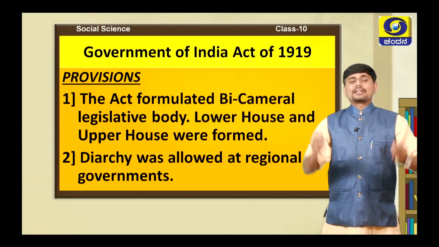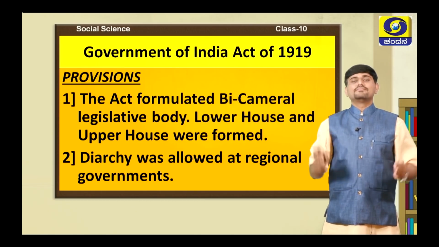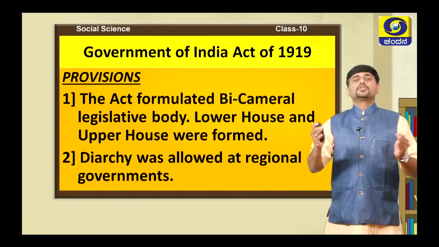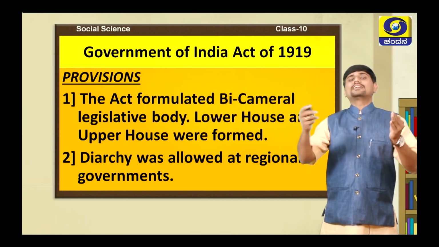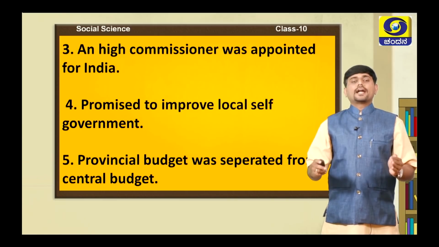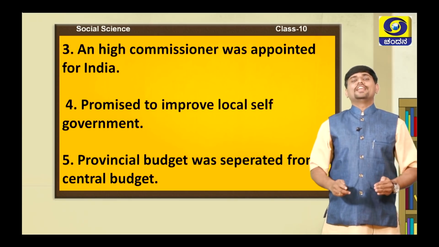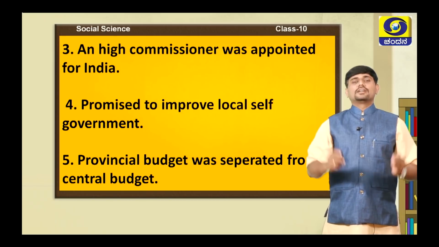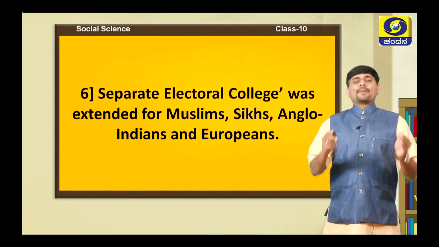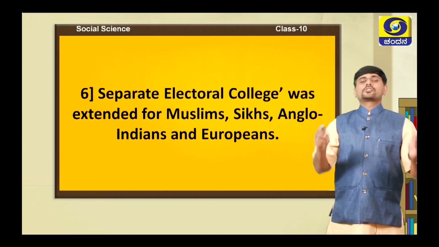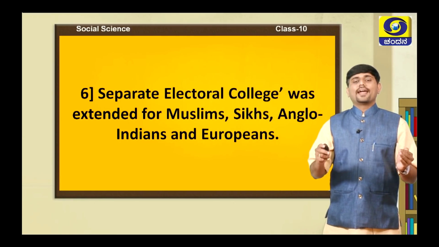Diarchy was allowed at regional governments. The meaning of the word: di, two, archy, administration. Two types of administration were allowed at the regional governments. After that, a High Commissioner was appointed for India to assist the British government. The act also promised to improve local self-government. The provincial budget was separated from the central budget. A separate electoral college was extended for Muslims, Sikhs, Anglo-Indians and Europeans.